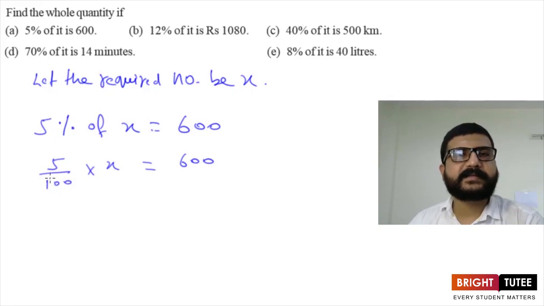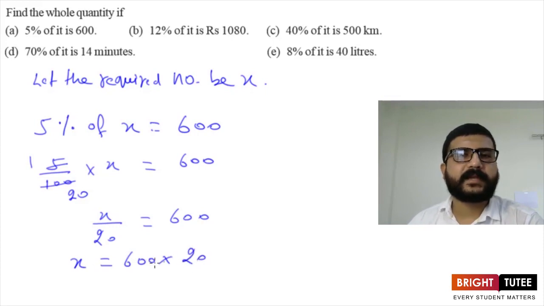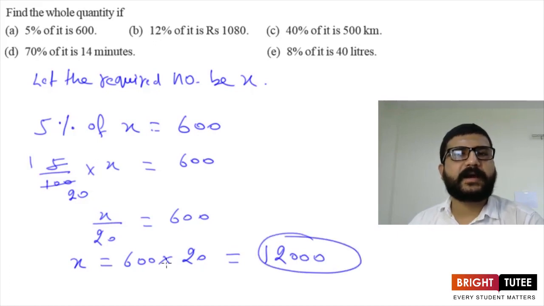Now can we simplify this? Yes. 5 ones are 5. 5 into 20 will give us 100. So now this becomes x upon 20 is equal to 600. Now from here we can get x is equal to 600 into 20. 6 into 2 is 12, and then we will have 3 zeros. So this is nothing but 12,000. So therefore the required number is 12,000, or we can say 5% of 12,000 is 600. So this is the final answer.